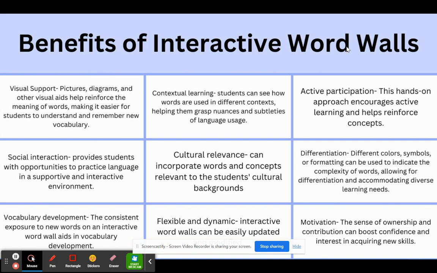Quickly talking about the benefits of interactive word walls, they provide visual support, contextual learning, active participation, social interaction, cultural relevance, differentiation, vocabulary development. They're flexible and dynamic, and they provide motivation for our students in the classroom.